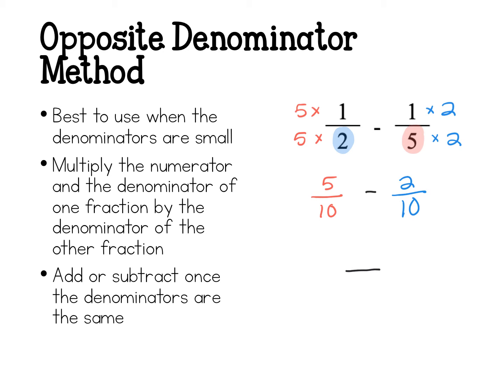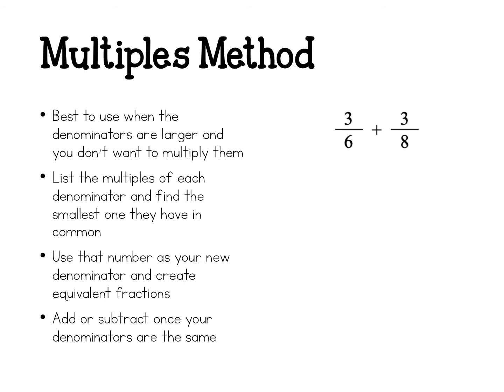I know from looking at the problems before with like denominators that I just keep the denominator the same and I add or subtract the numbers on top. Well, 5 minus 2 equals 3. So my answer for this problem would be 3/10.